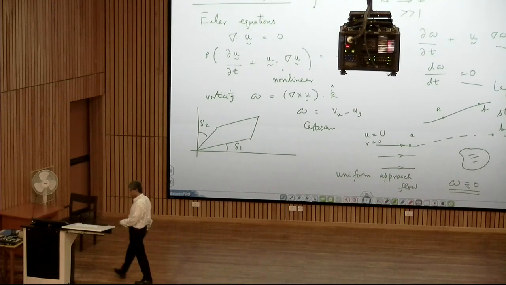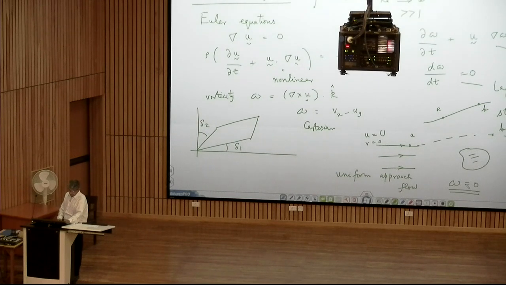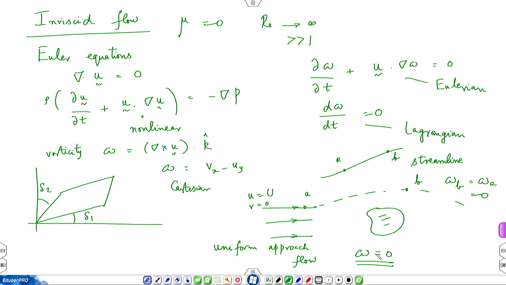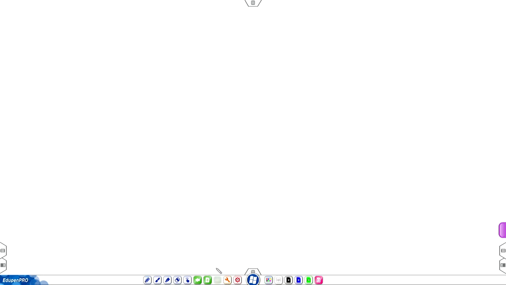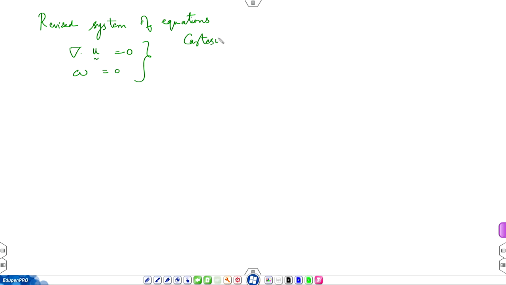So, instead of solving these hard looking momentum equations, that is del u del t plus u dot del u equal to minus gradient of p, instead of solving that equation, you solve now a revised system del dot u equal to 0 and omega equal to 0, which in Cartesian coordinates will become u x plus v y equal to 0 and v x minus u y equal to 0.